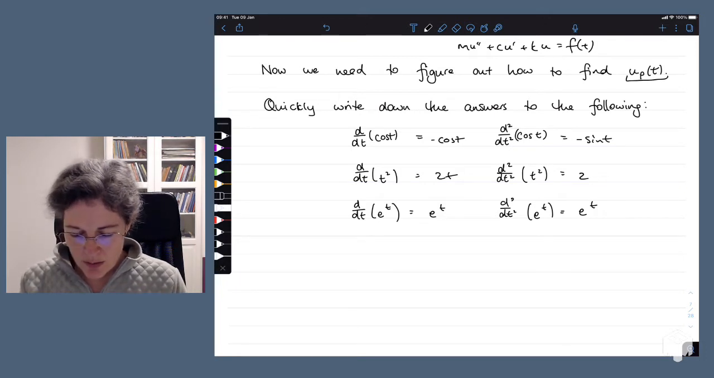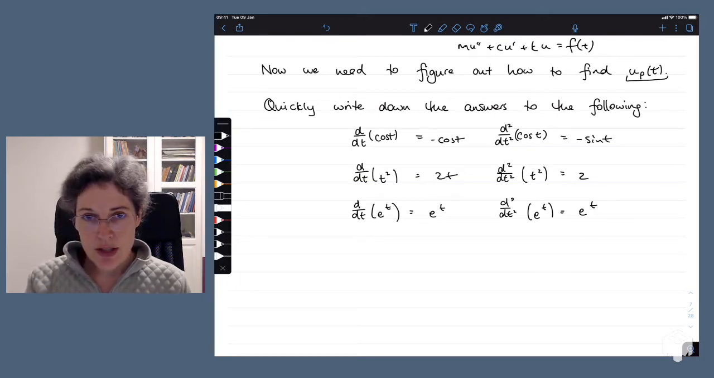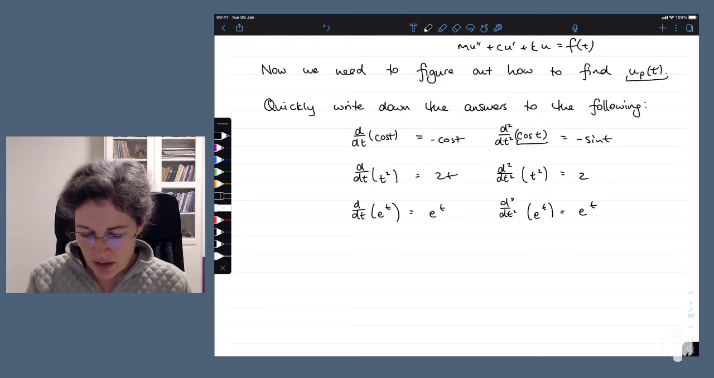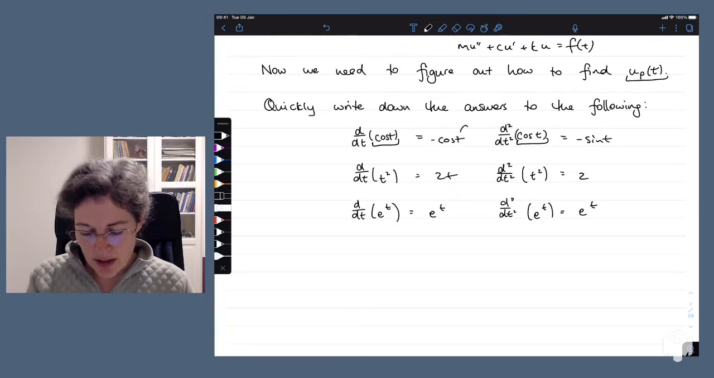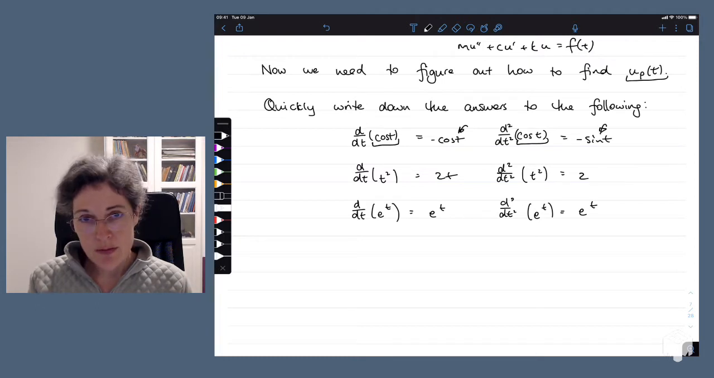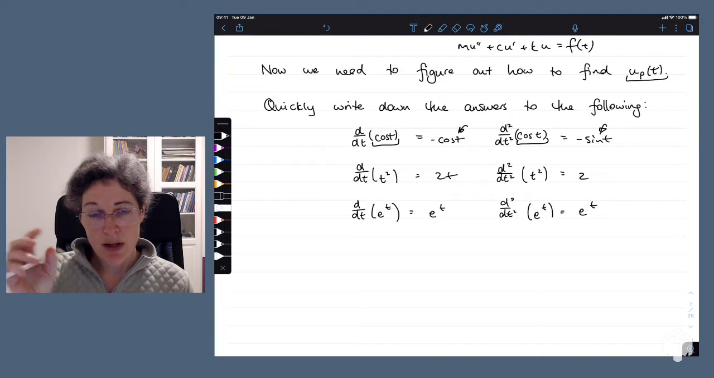So what do we notice about this? The thing to notice here is that if you are taking the derivative, whether it's a first or second derivative, of a trigonometric function, you end up with a trig function. So if you start out with a cos or a sine, you're going to end up with a cos or a sine. They might flip, but you don't suddenly start getting exponentials.